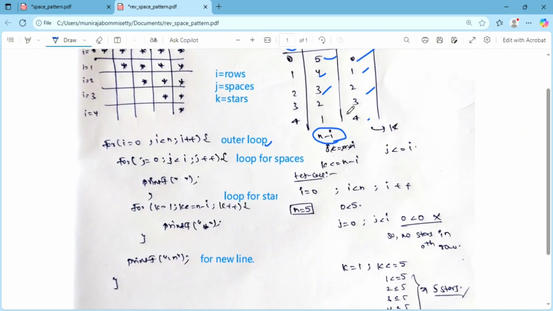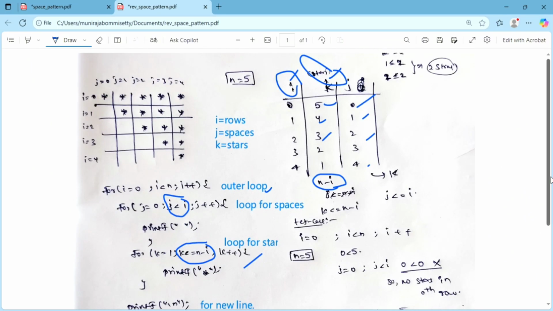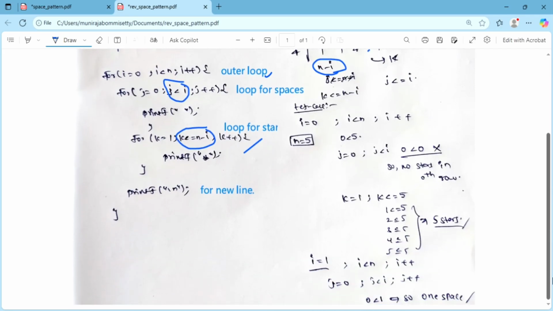So now here we are going to execute these loop conditions. This is the outer loop. How many times does this entire program run? If the user entered 5, it goes for 5 iterations. And this is the inner loop to print the spaces. Spaces depend entirely on the row number, so j less than i. As usual, this is the condition to print the stars, where k is less than or equal to n minus i. Just find this relation and use these loop conditions to print it.